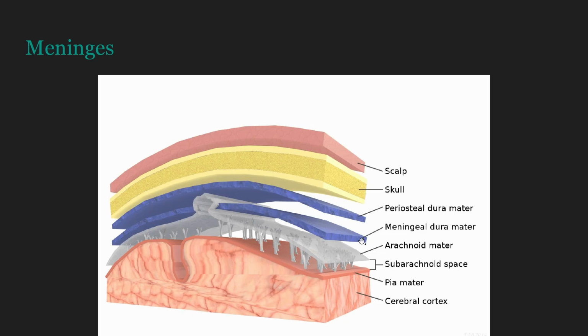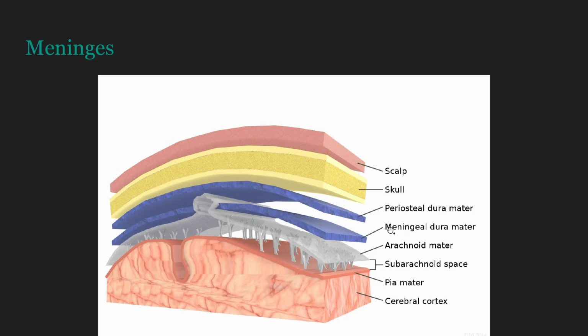Okay, so from inside to outside, you will have the pia mater, which is adherent to the brain. As you can see here in the pinkish color, it surrounds all the sulci and gyri of the brain. And then we have the arachnoid mater, with the space between them called the subarachnoid space, meaning beneath the arachnoid mater. Then in the blue color here we have the dura mater. Okay, so the dura mater is actually separated into two layers, the periosteal one and the meningeal one.